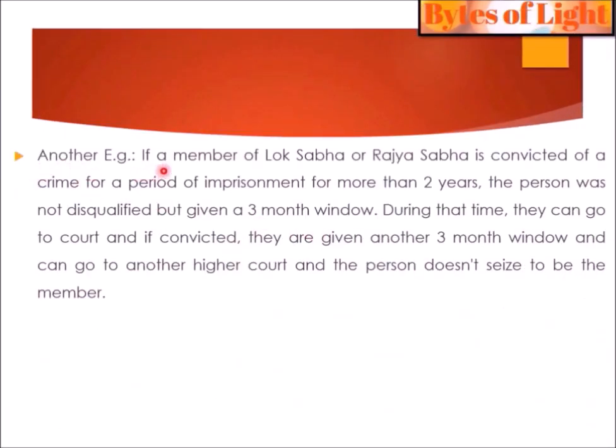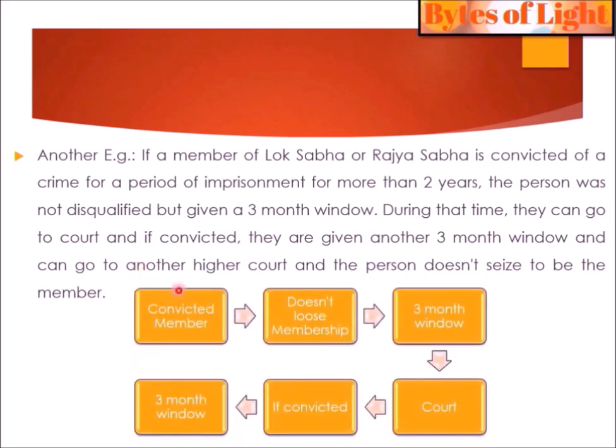Coming to the next point, there is another example. If a member of Lok Sabha or Rajya Sabha is convicted of a crime with imprisonment of more than 2 years, then the person was not disqualified but given a 3-month window, during which they could go to court, and if convicted they were given another 3-month window to go to another higher court, and the person didn't cease to be a member. This particular provision was against political justice. If you were a convicted member, you didn't lose your membership, and you were given a 3-month window to approach a court, and if convicted by that court, you again got a 3-month window to approach another higher court and you didn't lose your membership.